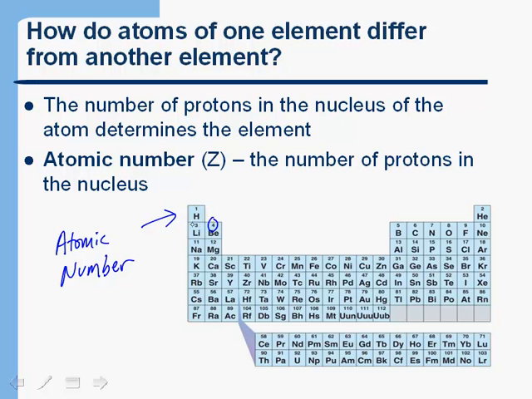So again, you'll notice the first element in the periodic table is H, which represents hydrogen. Hydrogen has 1 proton. Helium has 2 protons. Lithium has 3 protons. Beryllium has 4 protons, etc. So for example, here's carbon with 6 protons, oxygen with 8 protons.